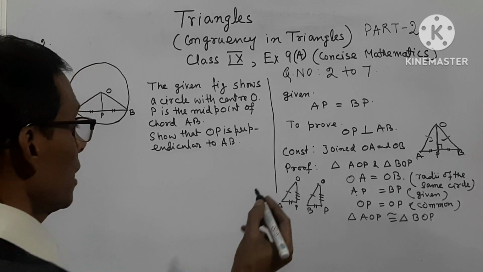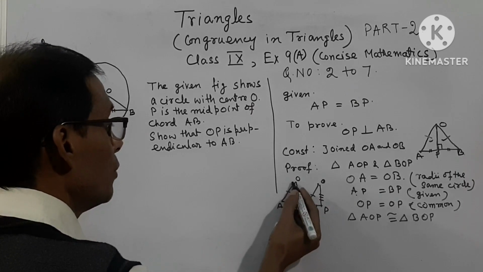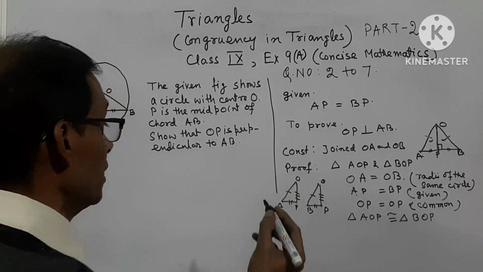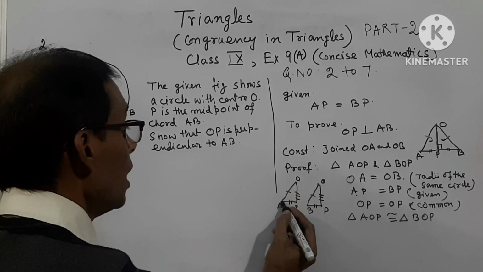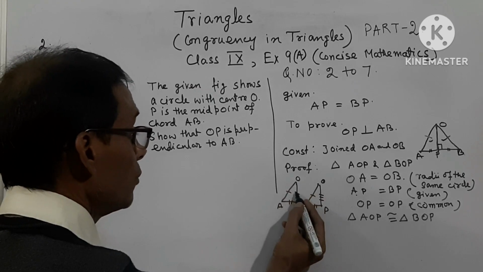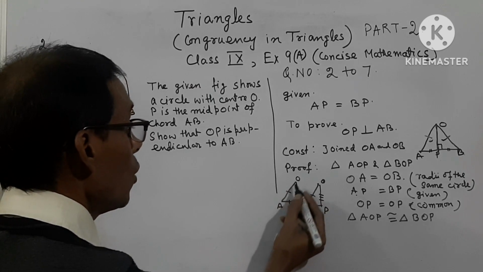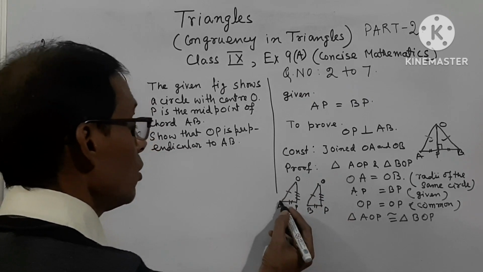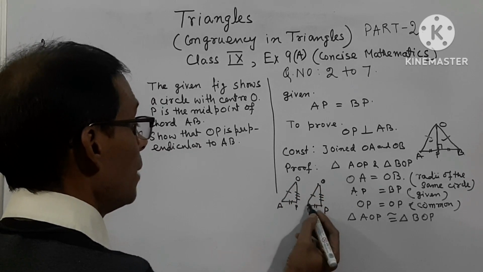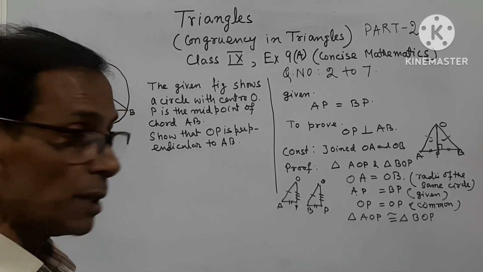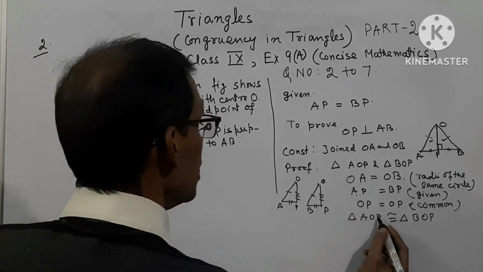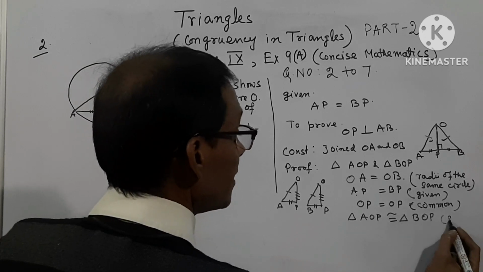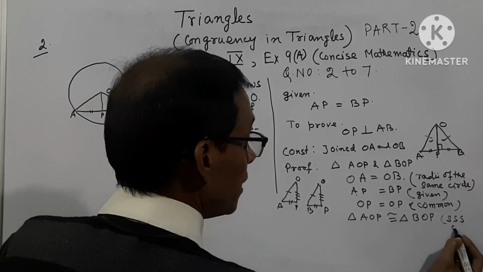You have to take care of the sequence of the vertices. What I mean is that after A, you are going up and then again you are coming down. So AOP and here BOP. So you cannot write AOBP and BPO. Then your sum will be wrong. So triangle AOP and BOP are congruent by SSS criteria.